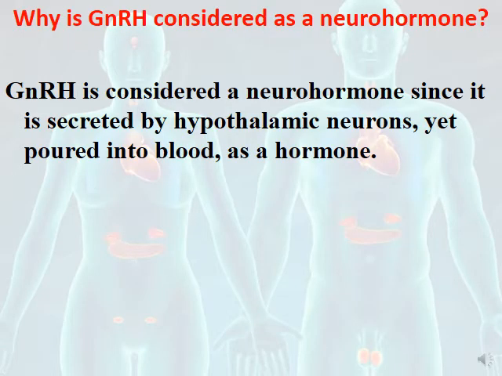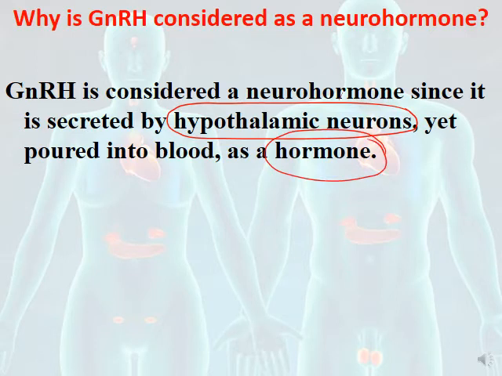GnRH is considered a neurohormone. Why? First, it is secreted by a hypothalamic neuron, a neuron of the hypothalamus. Yet it is poured into the blood, so it is a hormone. So it is a neurohormone secreted by a neuron and poured into the blood. GnRH is secreted by the hypothalamus in a discontinuous, or pulsatile, manner.